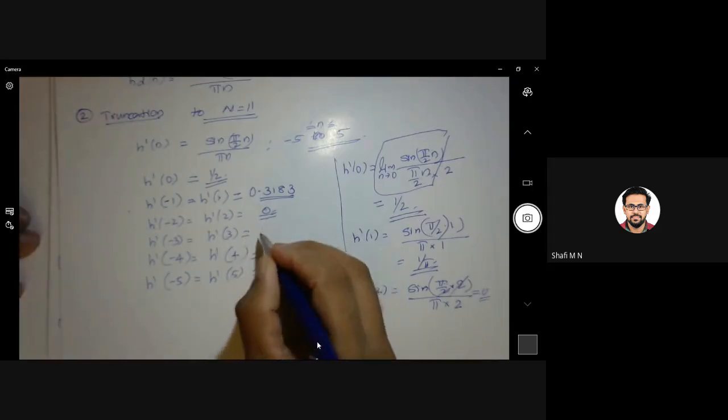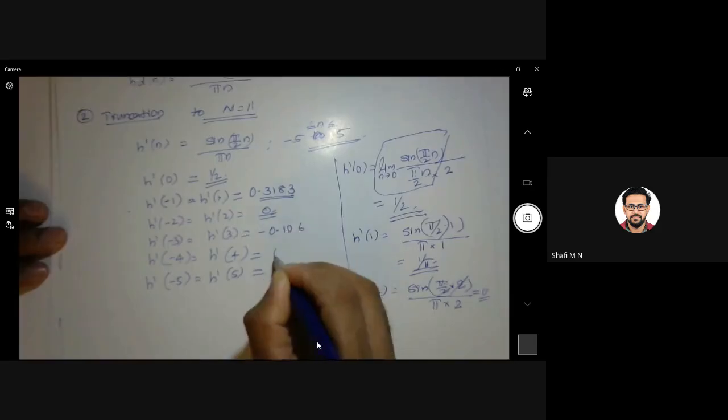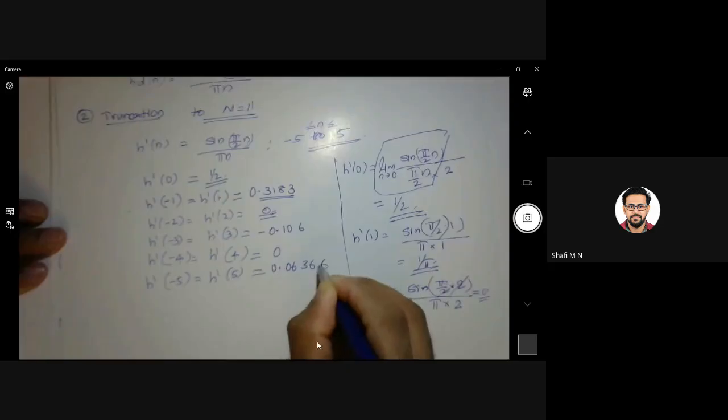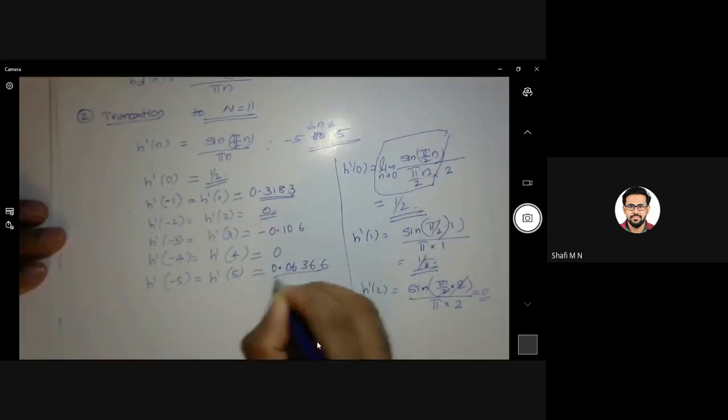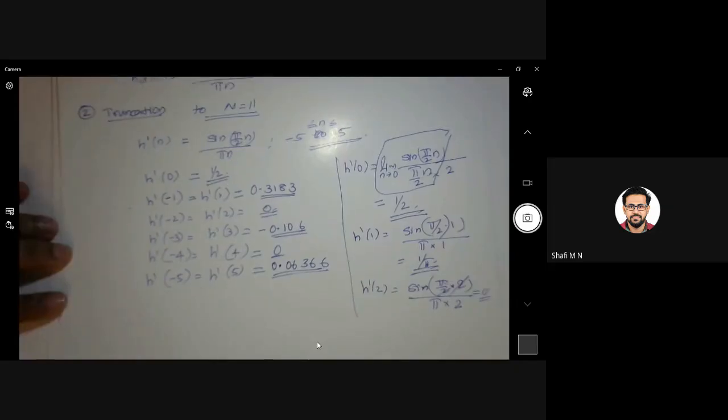This is -0.106, -0.106. This is 0 and this is 0.06366. അടുത്ത ദിവസം നമുക്കൊരു ഫുൾ പ്രോബ്ലം എല്ലാം സോൾവ് ചെയ്ത് തന്നെ നോക്കാം. ഓക്കെ, so this is called a truncation. എളുപ്പമല്ലേ? We will wind up the problem with last step.